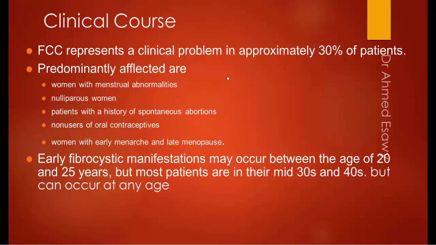Predominantly affected are women with menstrual abnormalities, nulliparous women, patients with a history of spontaneous abortion, non-users of oral contraceptives, women with early menarche and late menopause. Early fibrocystic manifestations may occur between the ages of 20 and 25 years, but most patients are in their mid-30s and 40s, but it can occur at any age.